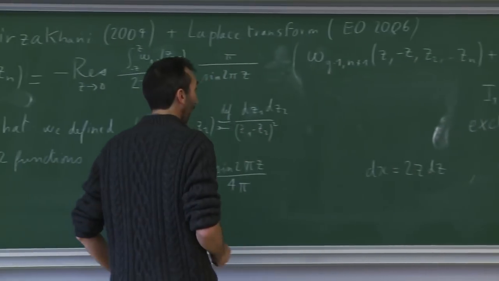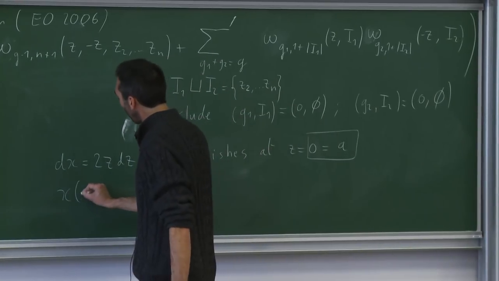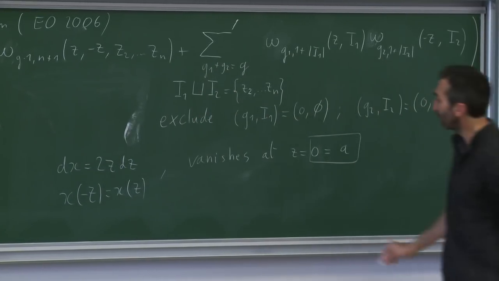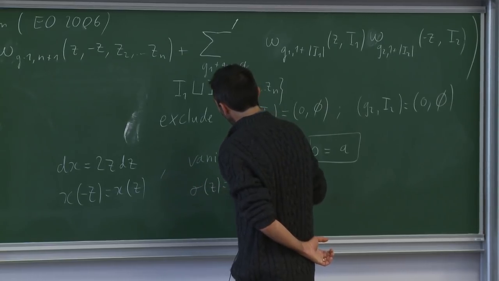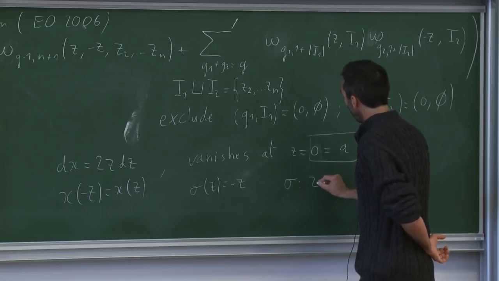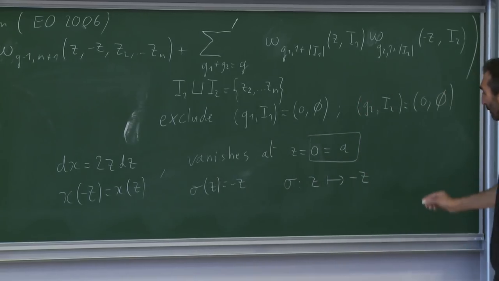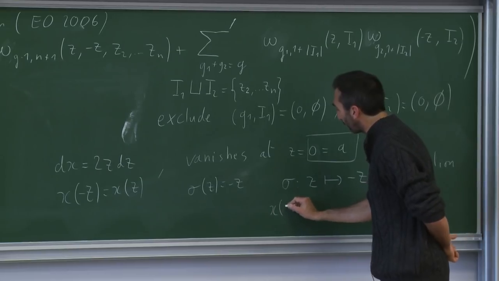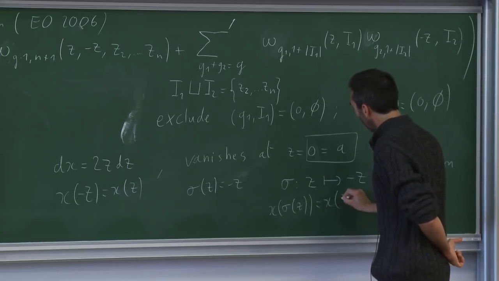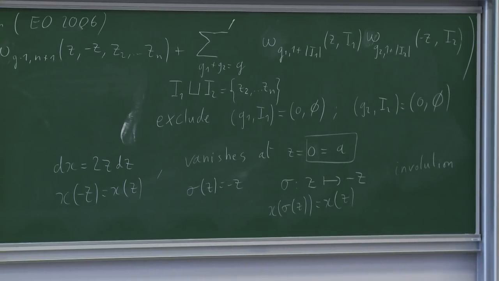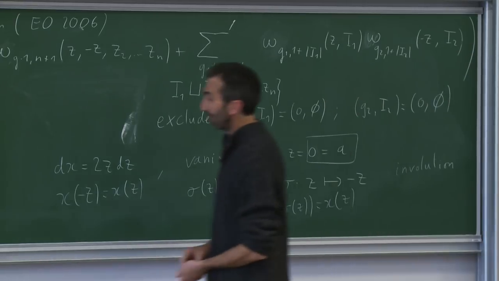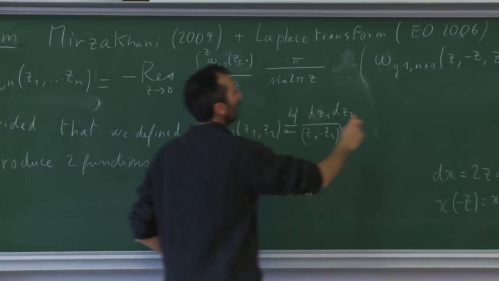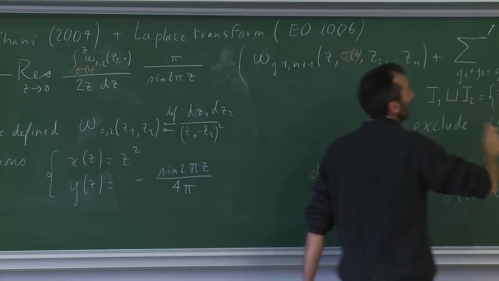Another property is that x of minus z equals x of z. So the function sigma of z equals minus z, so sigma is the function that maps z to minus z, it's an involution. It's an involution such that x of sigma of z equals x of z. So let me now replace everywhere where I had this minus z by sigma of z.